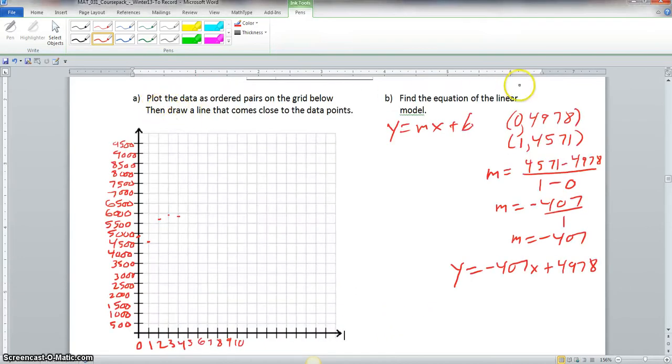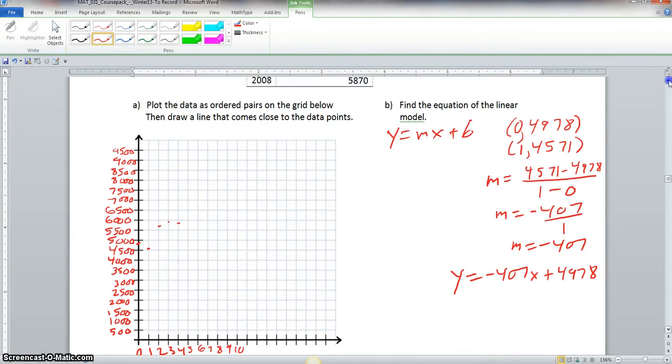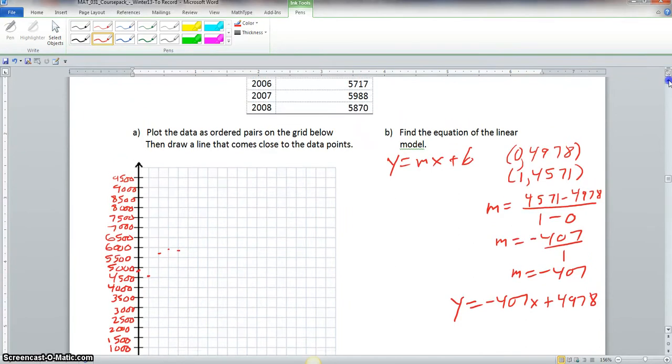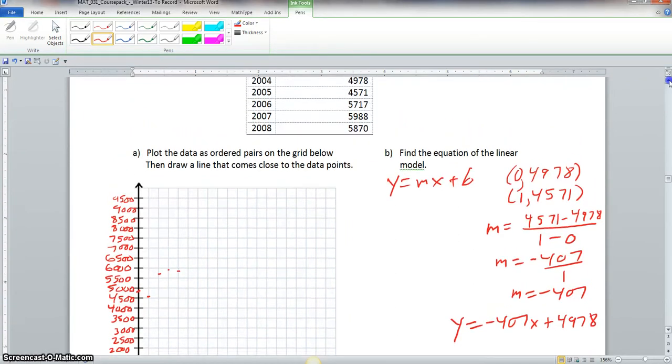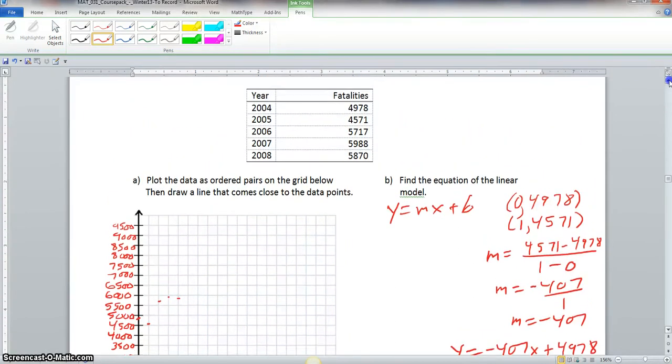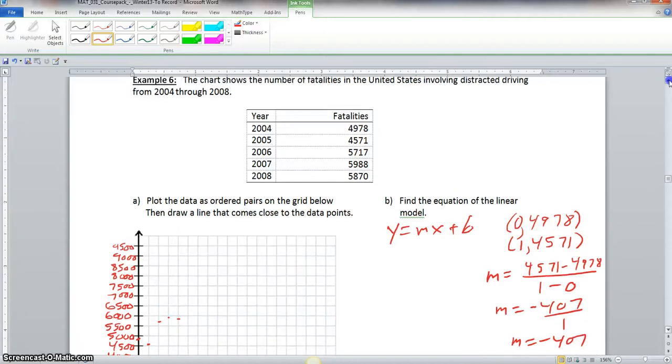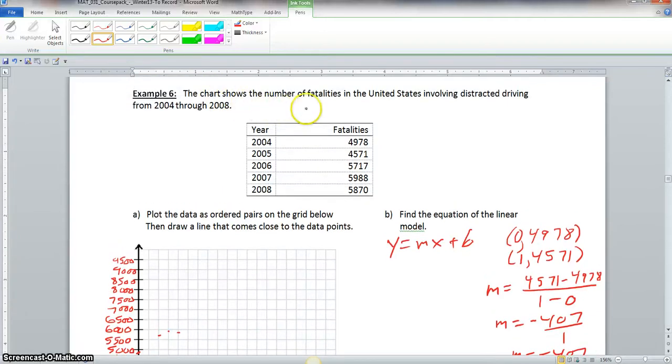Now we come to the last problem here. Actually, I need to scroll back up to the data set here. It has here that example 6, the chart shows the number of fatalities in the United States involving distracted driving from 2004 through 2008. It says, A, plot the data as ordered pairs on the grid below, then draw a line that comes close to the data points.